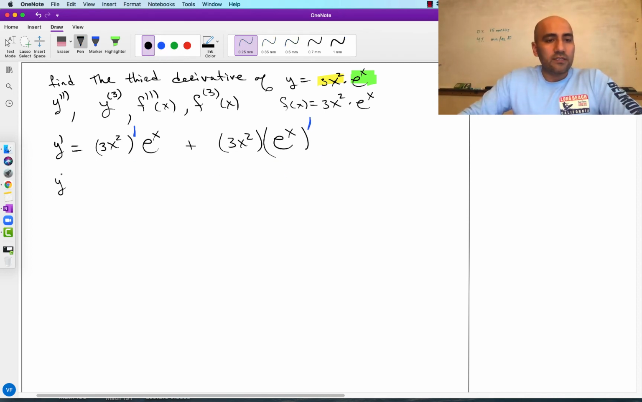So this is fairly easy. This is going to be equal to 6x to the first power times e to the x, plus, leave the first one alone, that'll be 3x squared, and the derivative of e to the x is just going to be e to the x.